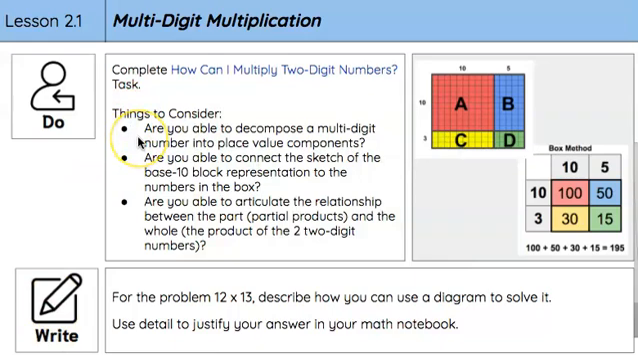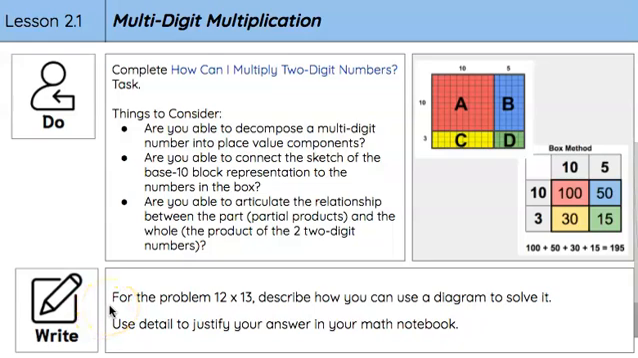Are you able to decompose a multi-digit number into place value components? For example, decompose 15 into 10 and 5. Are you able to connect the sketch of the base 10 block to the numbers in the box? And are you able to articulate the relationship between the part and the whole? So how this part is related to the whole product.